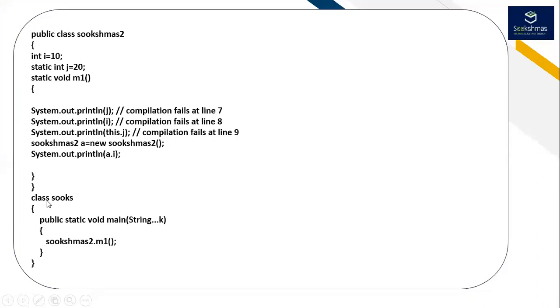And this is one more class I have created, class Suksh, and execution of the program begins from the main. With the help of the class name, I'm calling the static method: Sukshmas2.m1. So control reaches here. So now predict the output of this code.